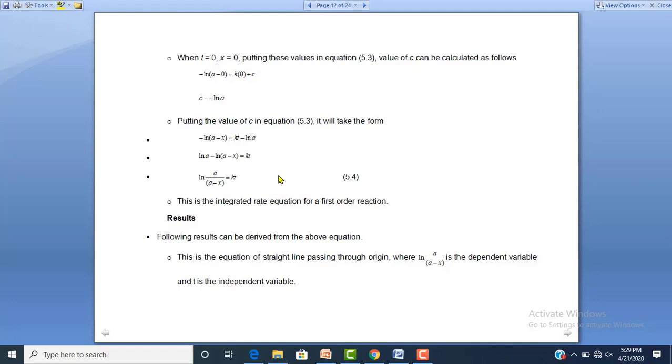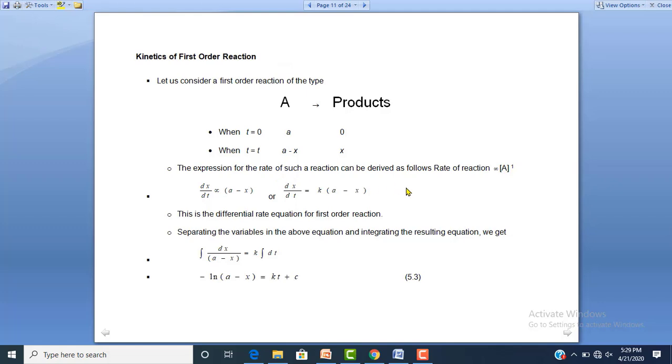Dear students, when we studied the derivation of rate constant expression for the first order reaction, A changed into product. When time was 0 second, there were a mole of the reactant A and 0 mole of the product. After time t second, there were produced x mole of the product and the remaining amount at the time t was a minus x of the reactant A. After applying the rate expression, we find dx over dt is equal to k into a minus x. k was the rate constant.